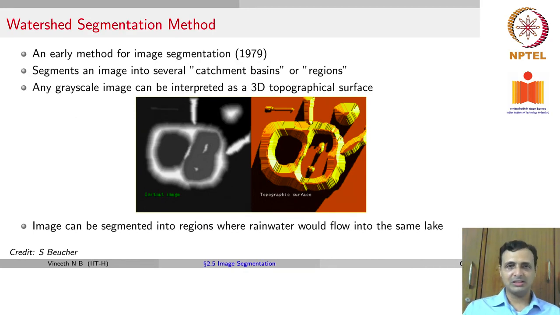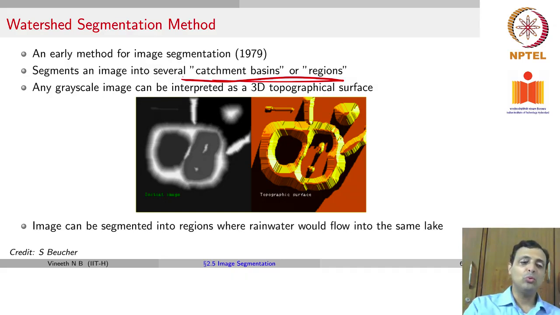One of the oldest methods for image segmentation is known as watershed segmentation. This was developed way back in 1979. And image segmentation, remember, is the task of grouping pixels in an image. So that's the task that we are looking for. The watershed segmentation method segments an image into what are known as catchment basins or regions. It goes along with the name, that's why it's called watershed segmentation. That will become clearer in the next slide.